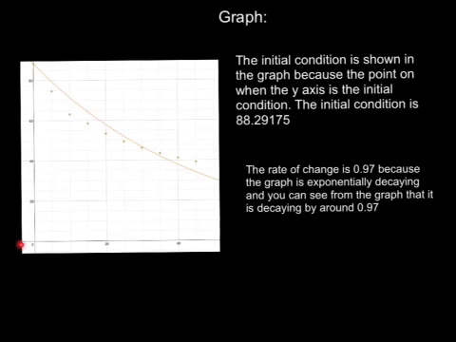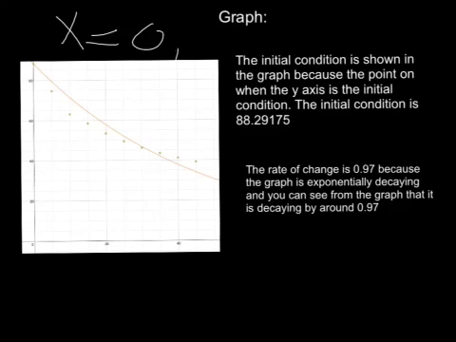The initial condition is really easy to spot because all we have to do is look at this line. This line goes up by 20, 40, 60, 80. It goes up to 80. But if you look closely, which you won't be able to because the graph is zoomed out, you can see that this point is at 88.29175. This is our initial condition because, as I said before, the initial condition is when x is equal to 0. X equals 0 on this line.